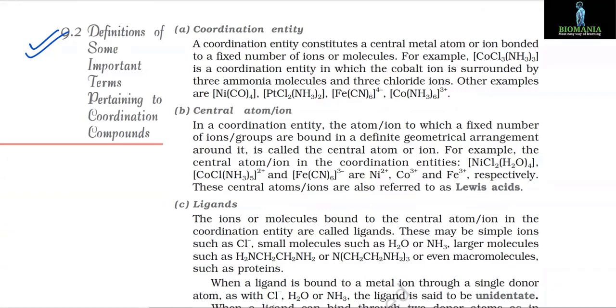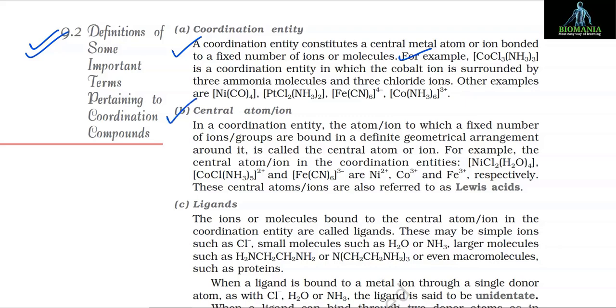A. Coordination entity. A coordination entity constitutes a central metal atom or ion bonded to a fixed number of ions or molecules. For example, [CoCl3(NH3)3] is a coordination entity in which the cobalt ion is surrounded by 3 ammonia molecules and 3 chloride ions. Other examples are [Ni(CO)4], [PtCl2(NH3)2], [Fe(CN)6]4- and [Co(NH3)6]3+.